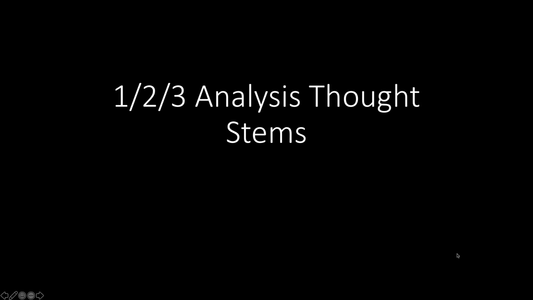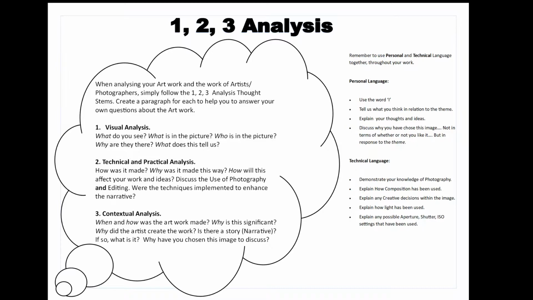Now, the main resource for writing good analysis of any visual image, whether you're doing art or photography, whether it be GCSE or A-level, is to use the 1, 2, 3 Analysis Thought Stems resource. This can be found on the Prep Learning website. It's very simple and straightforward, hence the title 1, 2, 3. We are looking for 3 paragraphs of analysis.